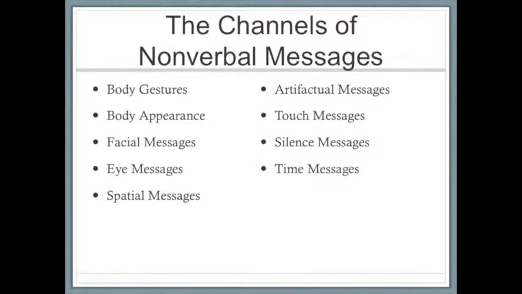In your book, some of the other types of channels of nonverbal messages are body appearance, facial messages, eye messages, sometimes called oculesics, spatial messages, artifactual messages, so the stuff that we're wearing, our clothing, our jewelry. We could talk about tattoos and piercings as well. There are touch messages, right? So there's different kinds of touch.